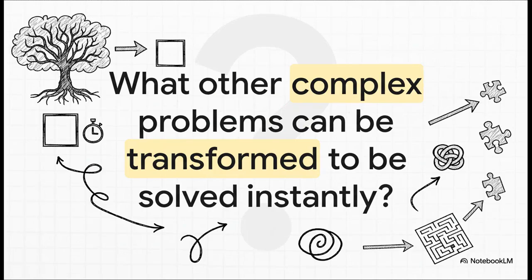And that leaves us with a really fascinating thought, doesn't it? We just took this complex problem on a tree, and with a really clever change in perspective, we made it solvable in constant time. So the question to chew on is, what other problems out there that seem really hard are maybe just one clever transformation away from being simple and almost instant to solve?